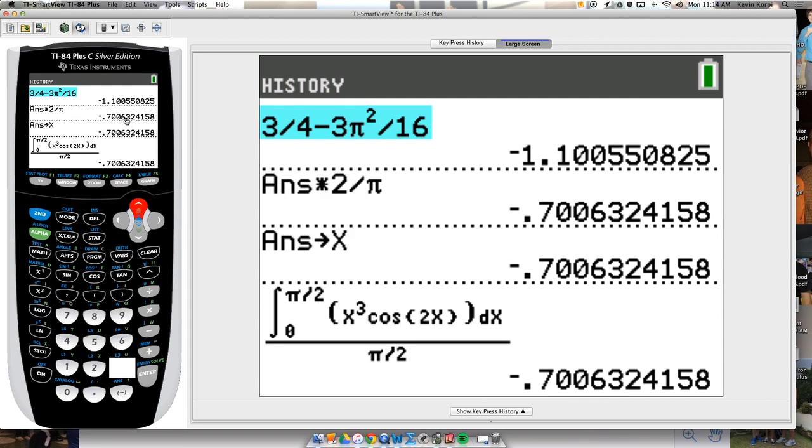I got negative 0.70063. And then I went down here and typed in the integral in radian mode over the width, and I got the same answer. So this answer here and this answer here are the same. So as ugly as it was, it was the right answer. So a good way to review average value in a new context. Average value is always integral over the width.